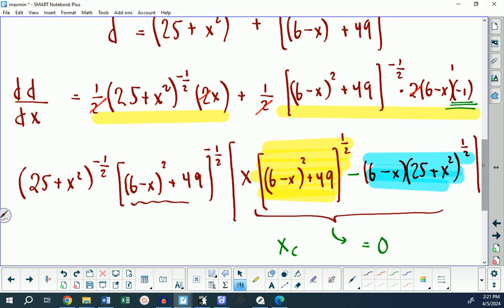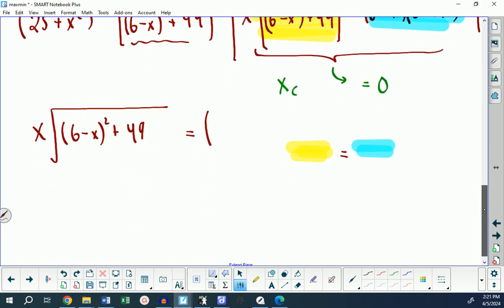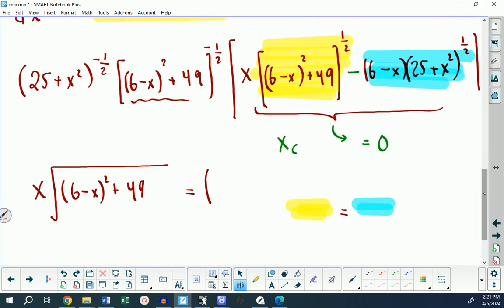You've got negative exponents, you've got positive exponents. What was throwing me is there's a 6 minus x here to the 1, but in this it's 6 minus x squared. It's a tricky question. So the x times the square root of 6 minus x quantity squared plus 49 has to equal 6 minus x times the square root of 25 plus x squared.